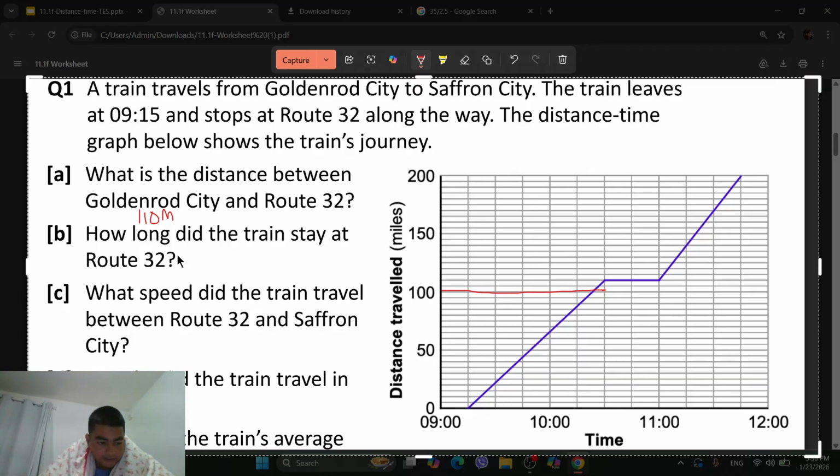The next question is asking how long did the train stay at Route 32? We have reached Route 32 over here. This is the time that the train spent at Route 32, whatever the station is. One more time, this is the time spent stationary at Route 32, because as time passes, the train is not moving further along the distance axis. So the time would be, let's see.